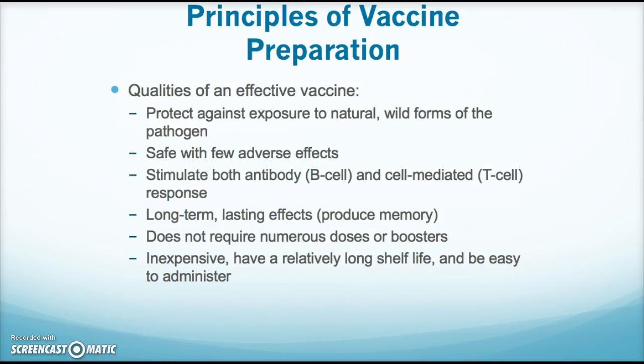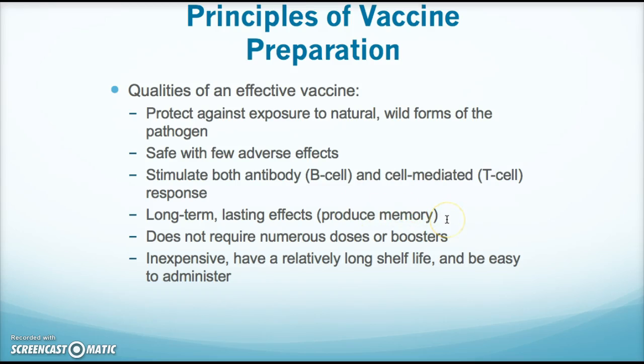So what are the principles of vaccine preparation? What do we look for in an effective vaccine? The first, obviously, is that we protect against exposure to the natural or wild forms of the pathogen, so what you would be exposed to in your daily life. We want one that's safe with very few adverse effects, and we want one that can stimulate both our antibody or B cell response and our cell-mediated or T cell response. So you want to have both of those parts of your specific immunity stimulated.